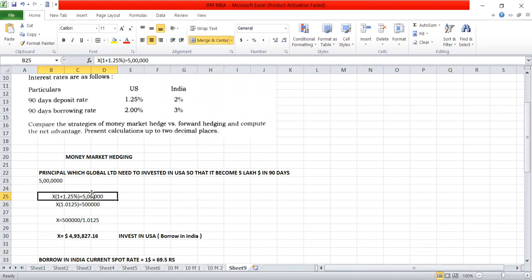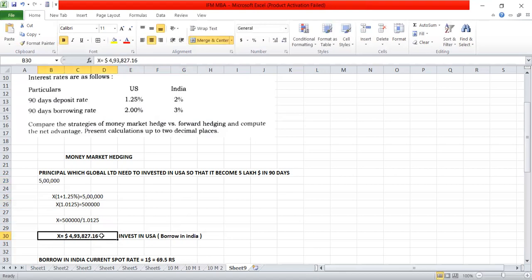For 5 lakh, how much do we have to borrow in India? So X into 1.0125 is equal to 5 lakh. So X is equal to 5 lakh divided by 1.0125, that is 4,93,827.16. They have to invest this in USA. If they invest this much, they will get 5 lakh dollars. This is the one thing.